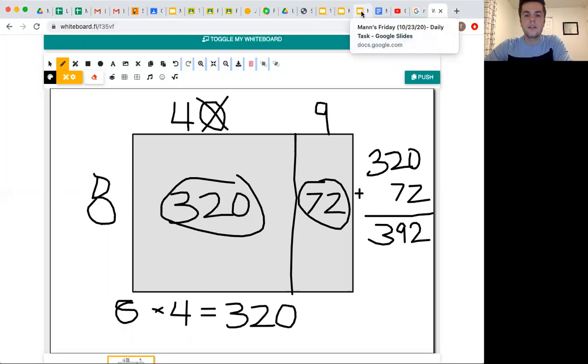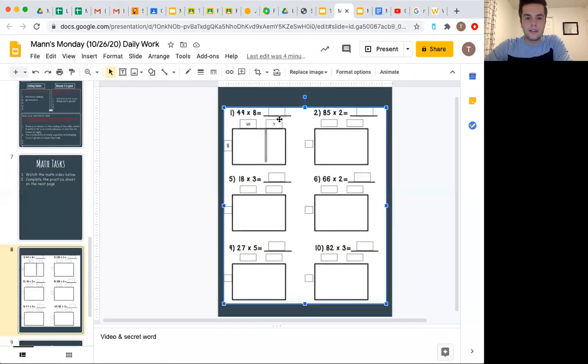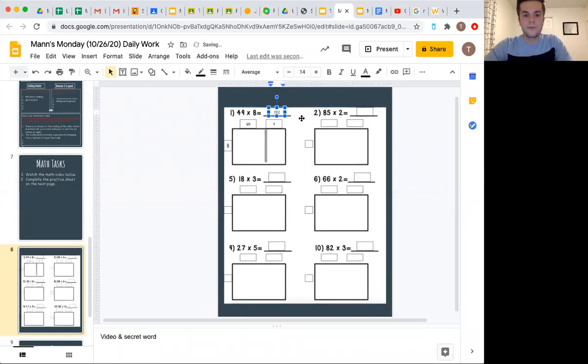Let's go back here and answer that problem. 392. And that's how we do it. So it'll be easier for you if you have scratch paper or your whiteboard to draw a rectangle and then divide the numbers up. All right. So for example, question number 2, 85 times 2. Remember, the smaller number is going to go to the side, the bigger number is going to go on top, and we can split it up into the tens place and the ones place.